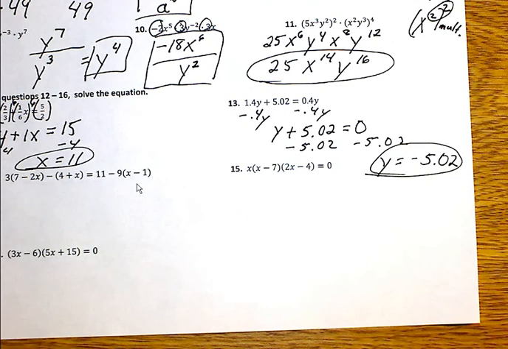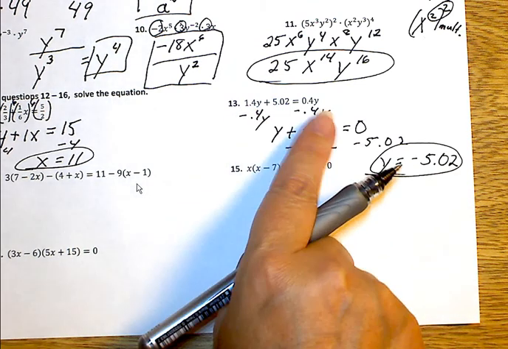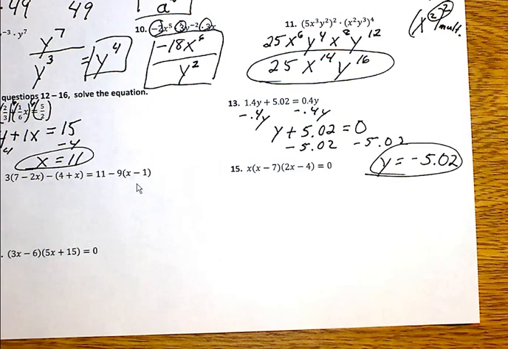Yep, and then you probably put your 1.4 on the other side first, and then you divided by a negative. Yeah, same thing. Yep, it's the same answer.